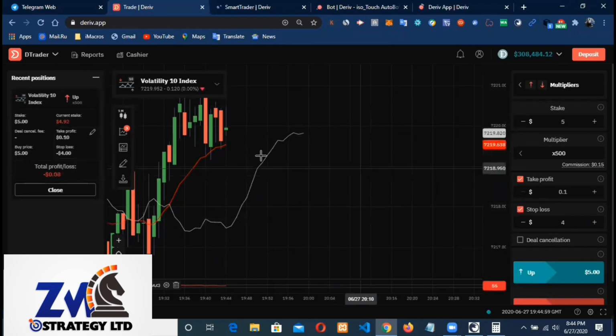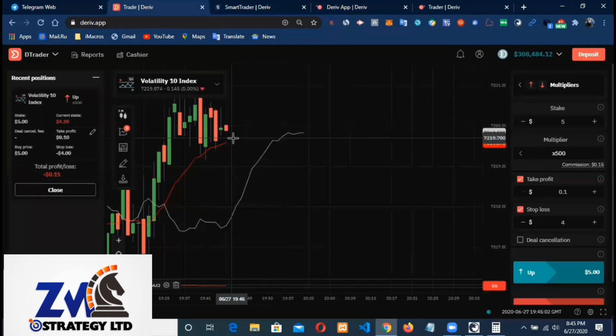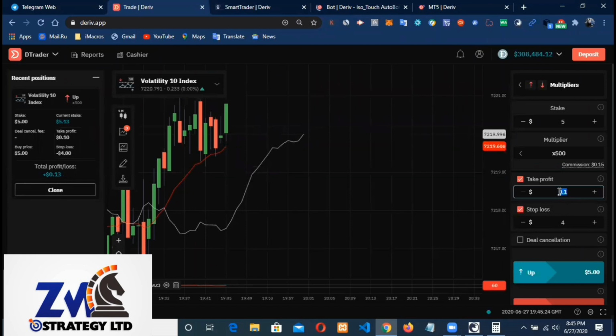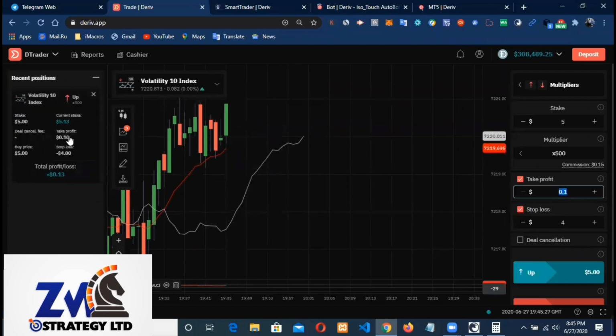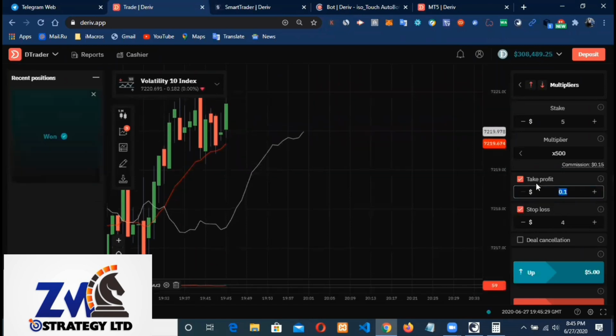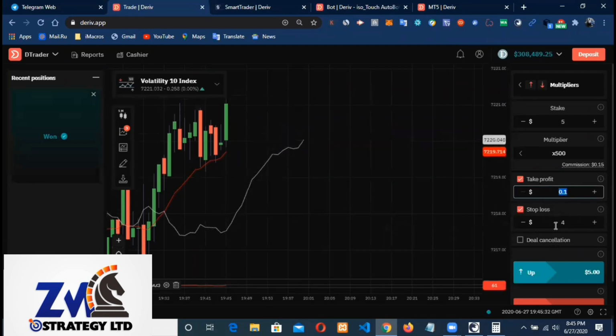If the market really goes up at a particular time, we close our trade. Now we put our take profit at 0.1 and our stop loss at $4. If the market goes up and we reach 0.1, which is $0.1, I can see that we have won the contract. We leave our take profit at $0.1 and our stop loss at $4 here.